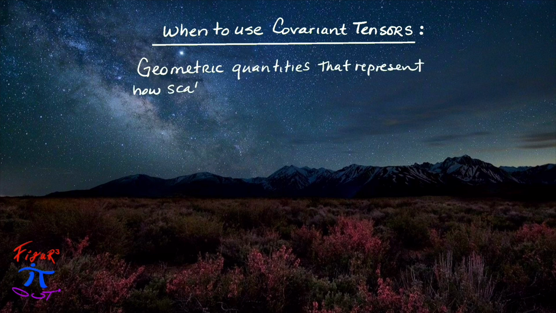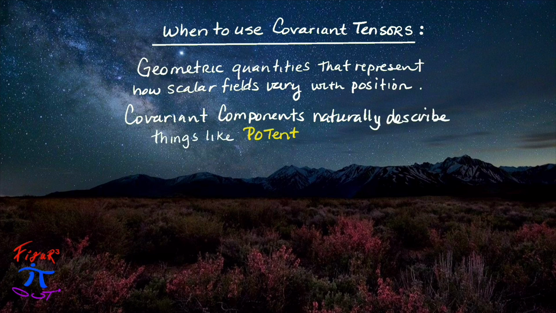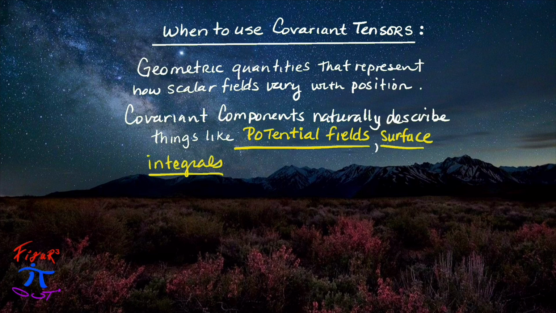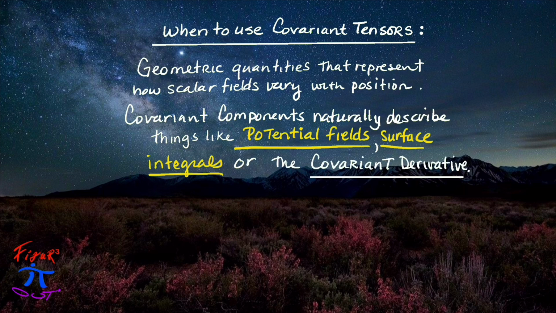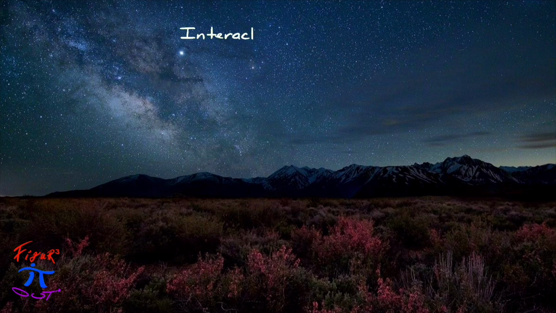They are geometric quantities that represent how scalar fields vary with position. Covariant components naturally describe things like potential fields or surface integrals or the covariant derivative. Covariant vectors, together with contravariant vectors, form important tools in tensor analysis.